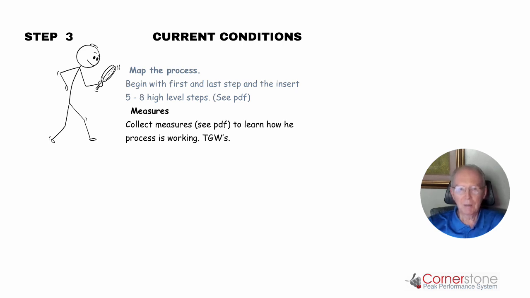The TGWs that's there on the slide stands for things that go wrong. And what's important as you're observing what's happening in the current conditions of the process that you're watching is if you see something going wrong, you just make a note of it. You don't have to try and solve it or change it or anything like that. You just note that this actually happened. And later on you will use that to good effect.